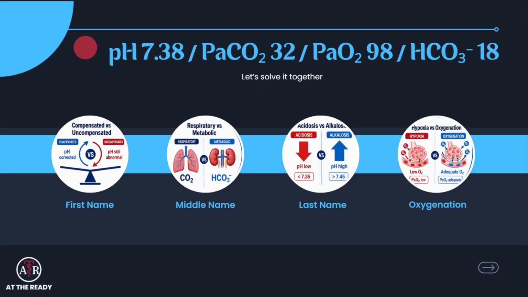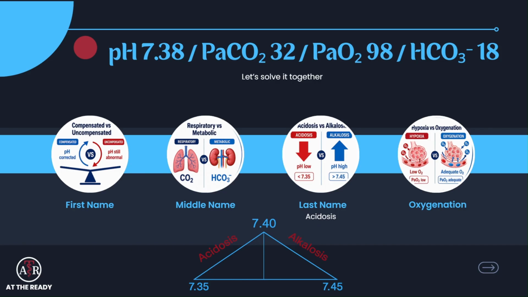So let's walk through a sample together. You have a pH of 7.38, a PaCO2 of 32, a PaO2 of 98, and a bicarb of 18. So let's start with the pH. 7.38 is normal, but it's on the lower end of normal. Remember, normal is 7.35 to 7.45. Anything less than 7.40 is acidosis, and anything greater than 7.40 is alkalosis. So for a pH of 7.38, the last name is acidosis.